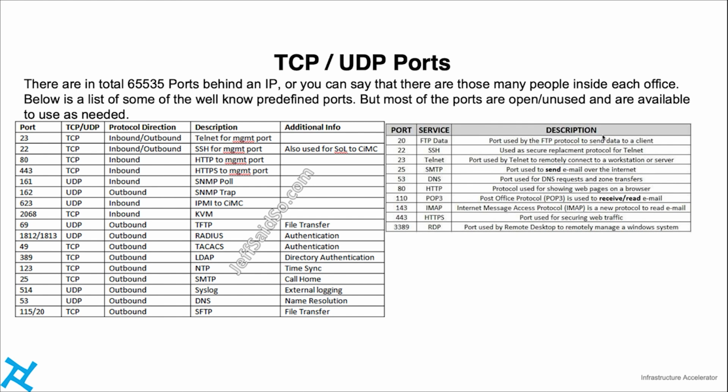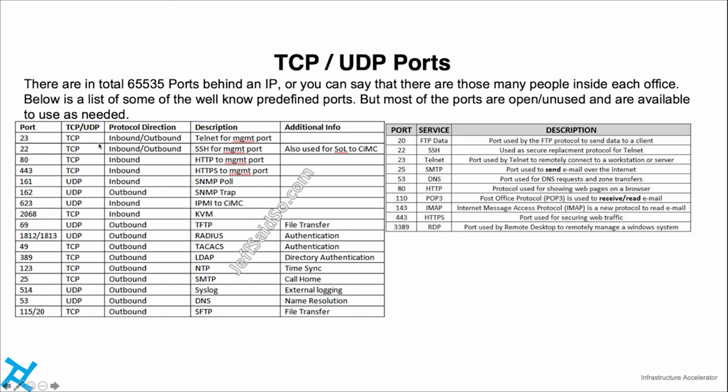Once again, there are a total of 65,535 ports behind an IP address, or as you can say, there are that many people inside each office. Below is the list of some well-known predefined ports, but most of the ports are open and unused and are available to be used. Just because I said that there are all these ports, it's not that they are in use. It is possible to have them, but it is not necessary to have them.